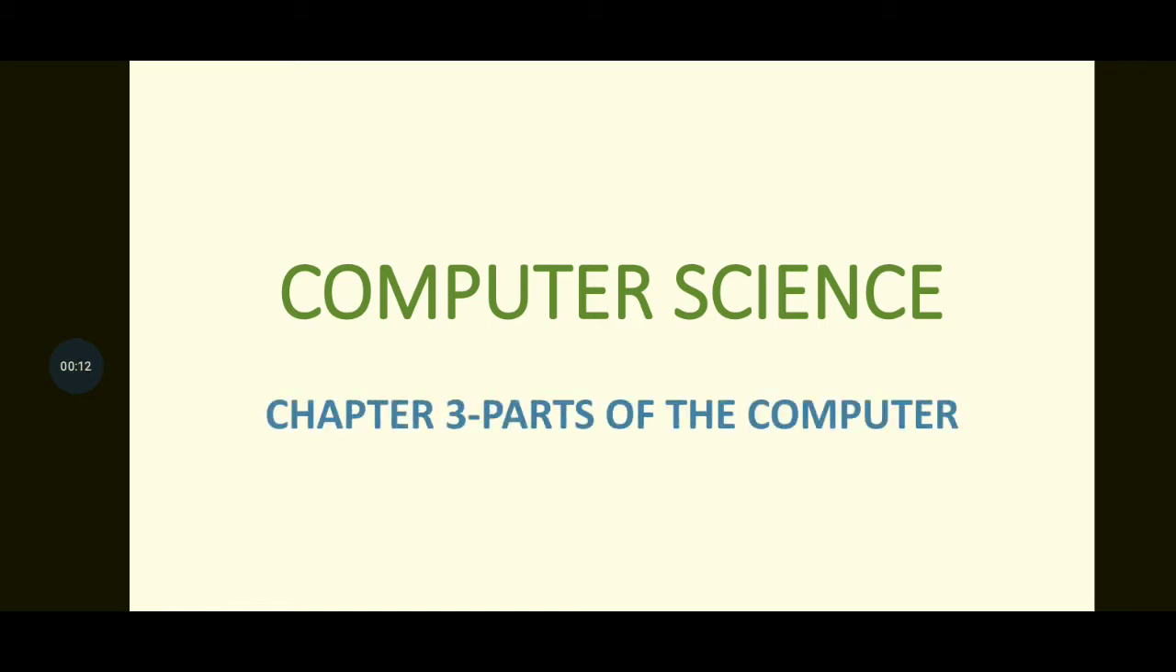So today in our computer science class we are going to see the third chapter. It is nothing but parts of the computer. Before this, we saw what is meant by computer and what the uses of the computer are in the previous two chapters. In this chapter we are going to discuss what the parts of the computer are. So we will see one by one what parts we have in the computer.